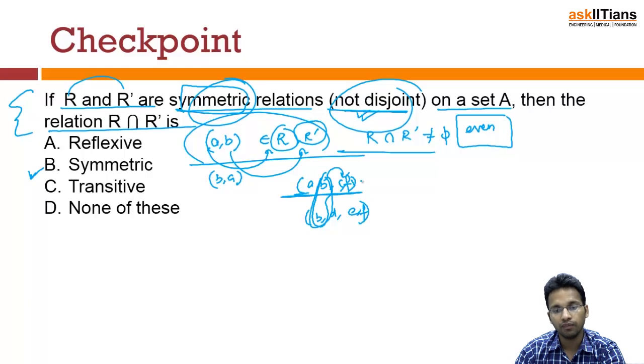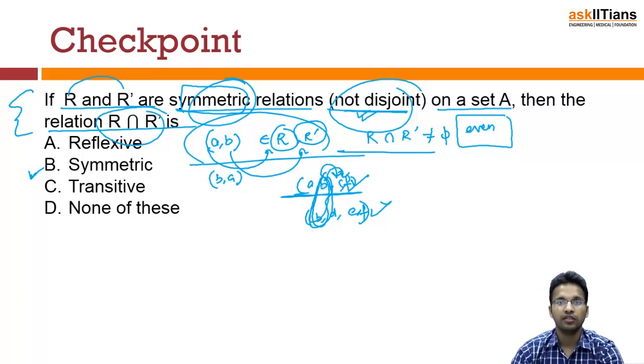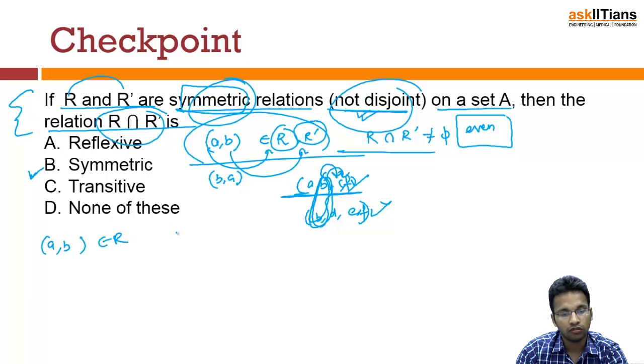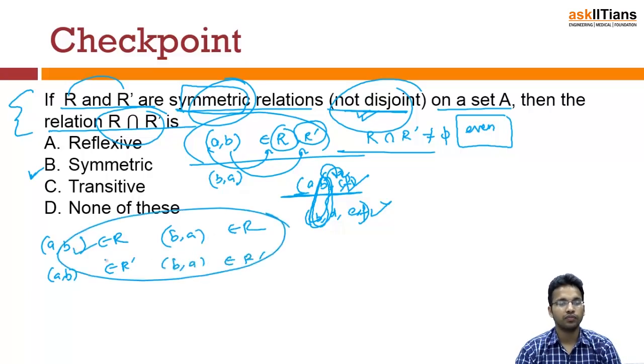So if that is true there, in this also, and you are taking intersection. So intersection means taking that element which is common. Now if B is common, obviously its symmetric pair will also be common. Why? Because both of them are symmetric. So if (A, B) is there in R, so (B, A) will be there in R, and the same goes with R dash. (B, A) belongs to R dash. Now the intersection will also contain both. Why? Because it has to be present.